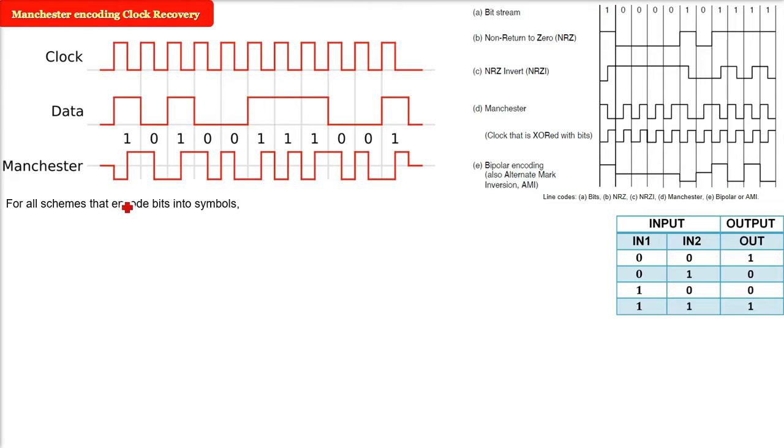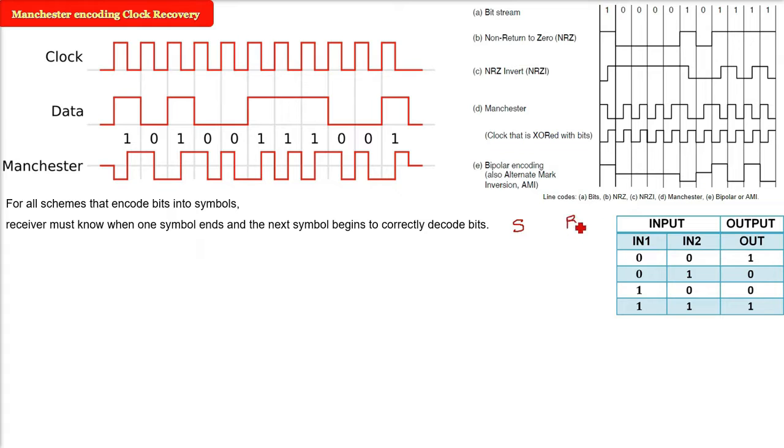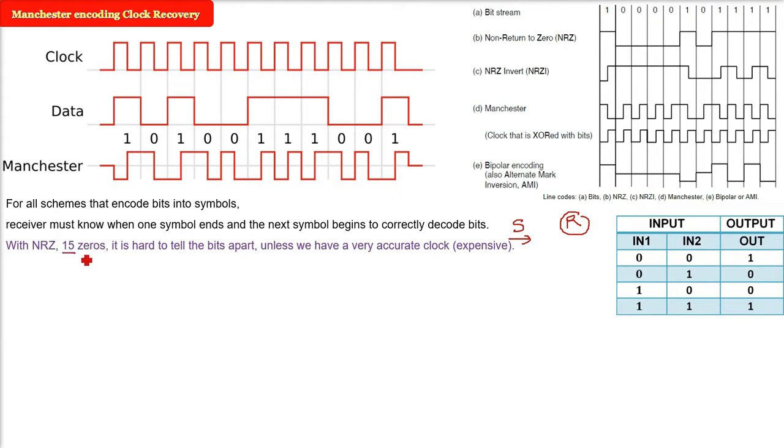So the schemes we have discussed, all the schemes that encode the bit into symbols or the signals, the receiver has to know when one symbol is starting and the other is ending, so that the next symbol begins, to correctly decode the bits. This is the responsibility of the receiver. If you have a long series of zeros, how can a receiver tell? It will be difficult to tell the bits apart because there are a number of zeros.